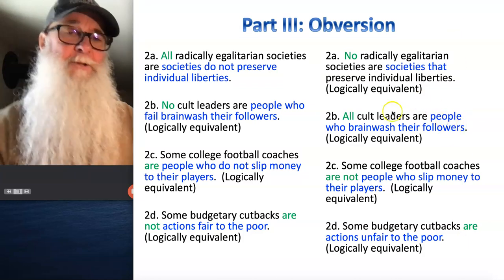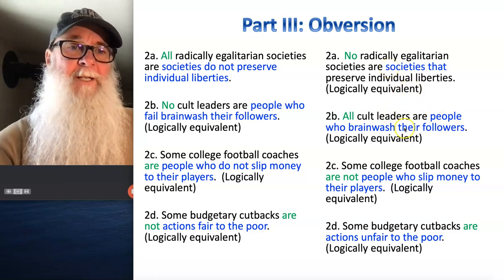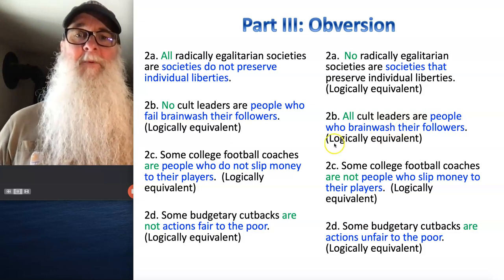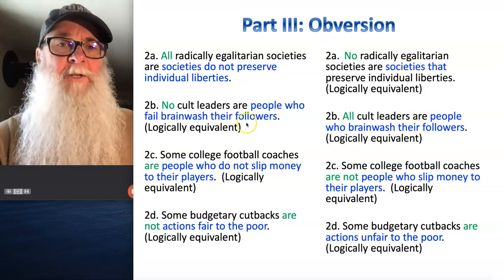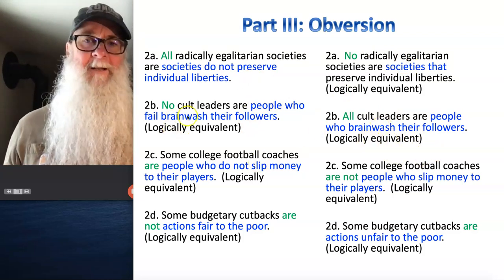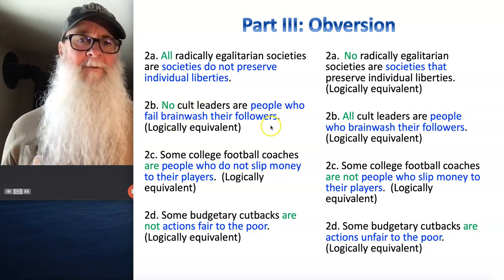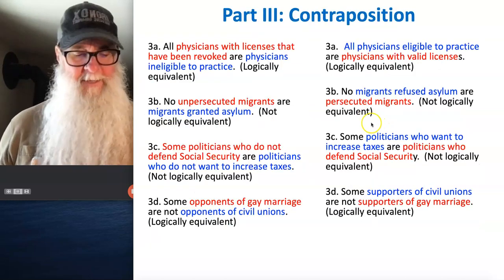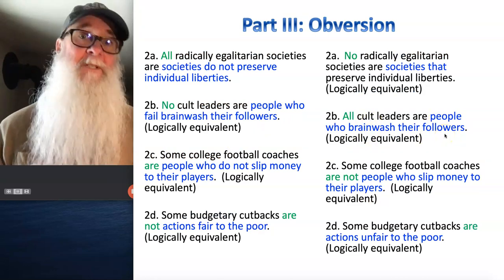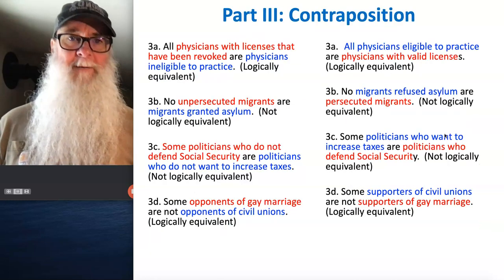And the second thing that you should see in your answers is that the predicate term of each one is the term complement of the original, okay? So you want to make sure that your predicate terms are term complements of one another. And your answers may look a little bit different than mine. For example, here it says, to obvert the given statement, no cult leaders are people who fail to brainwash their followers. And I wrote down all cult leaders are people who brainwash their followers. And you might have people who succeed at brainwashing their followers or something along those lines. That's fine. You just want to make sure they're term complements.